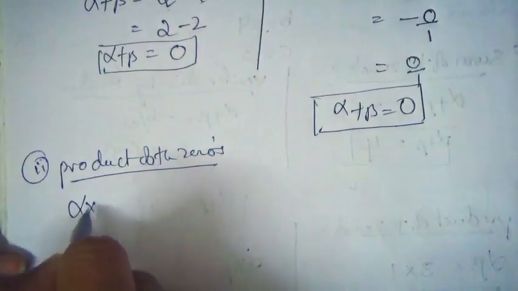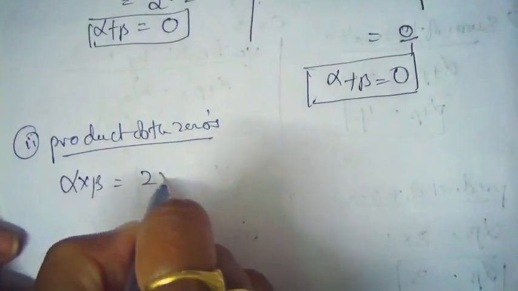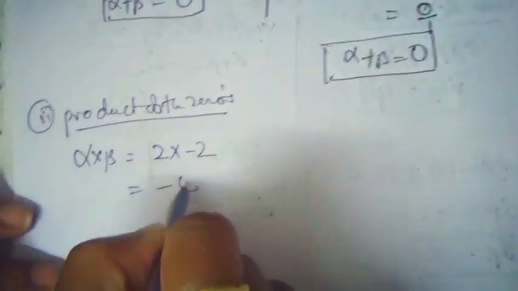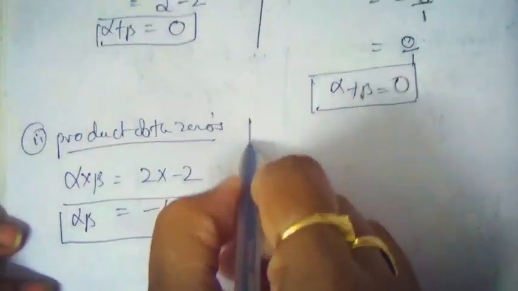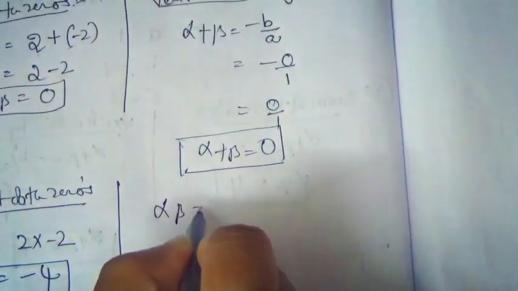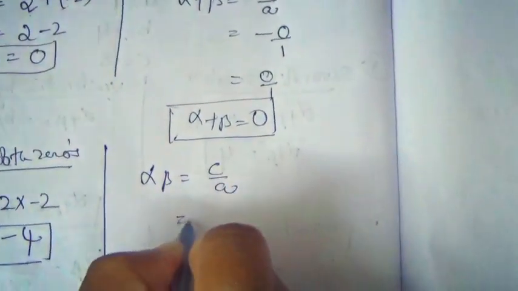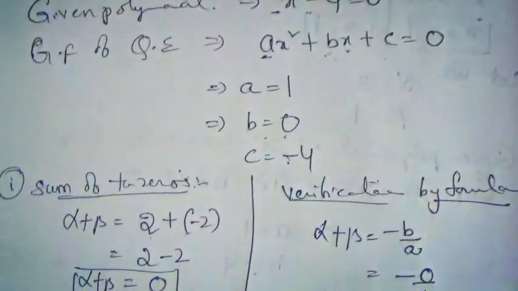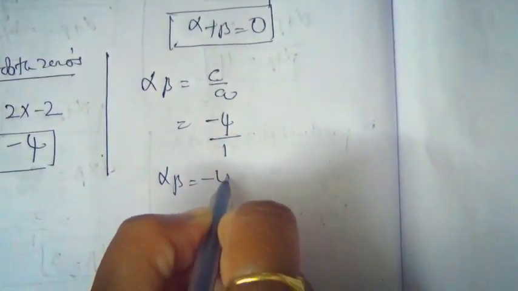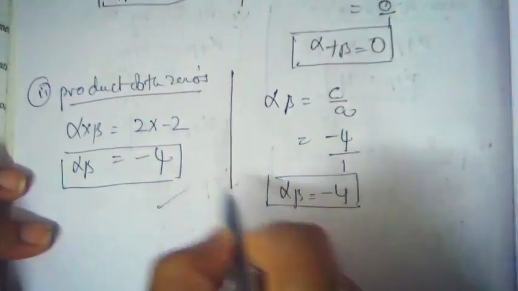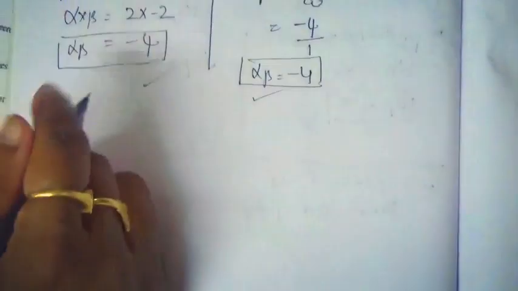So alpha into beta is equal to 2 into minus 2, that is equal to minus 4. Alpha beta is equal to minus 4. By the verification, alpha beta is equal to c by a, that is equal to minus 4 by 1. Alpha into beta is equal to minus 4. Yes, you will get the same answer on both of these, by the general method as well as the verification by the formula.